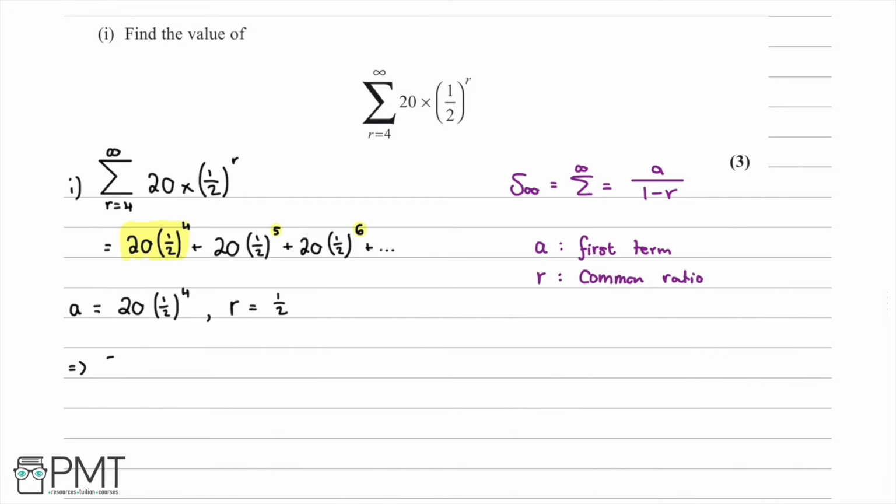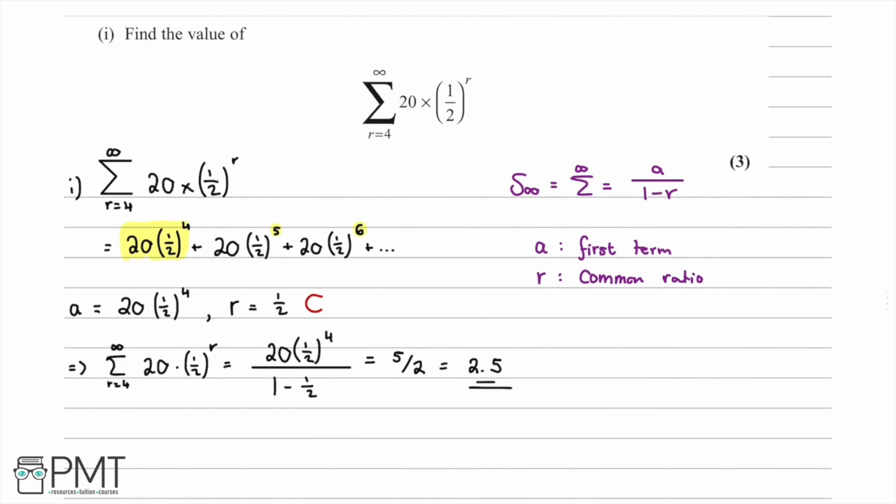So we'll have that the infinite sum from r equals 4 to infinity of 20 multiplied by a half to the power of r is going to be equal to 20 multiplied by a half to the power of 4, and then our denominator is going to be 1 minus a half. And putting this into our calculator, this comes out as 5 over 2, which is equal to 2.5. There were 3 marks on offer in this question.